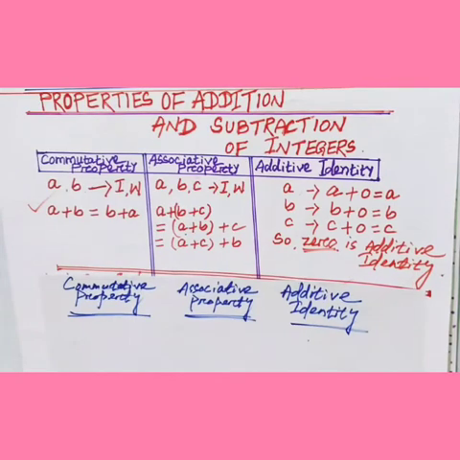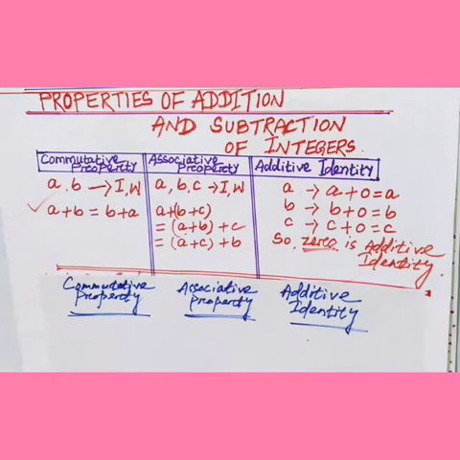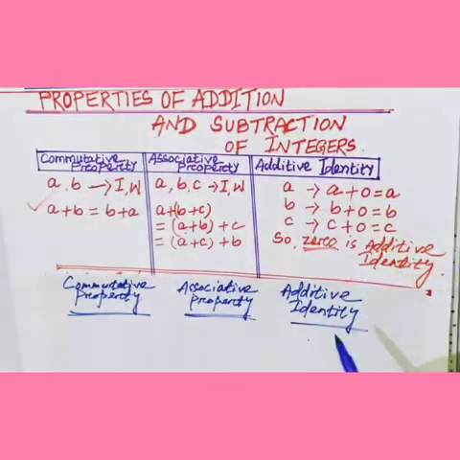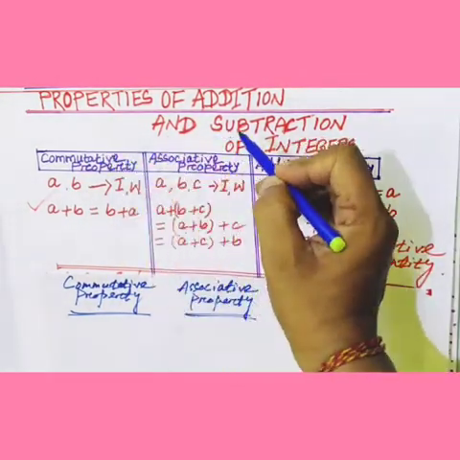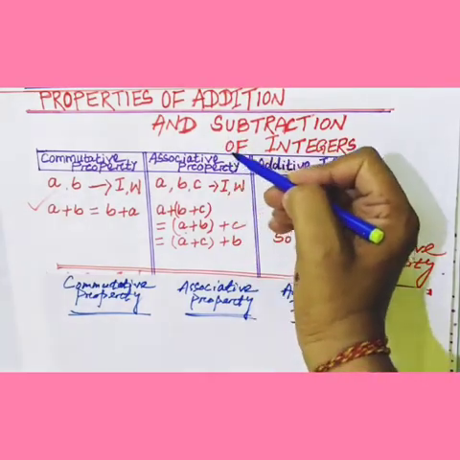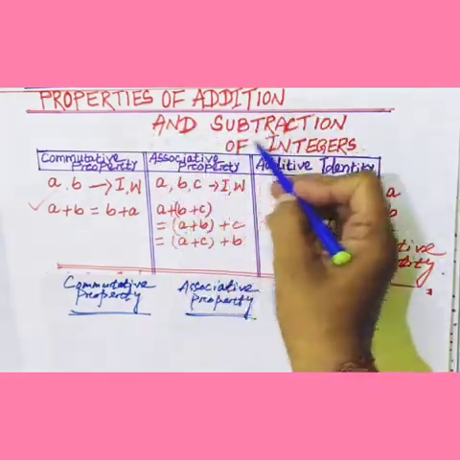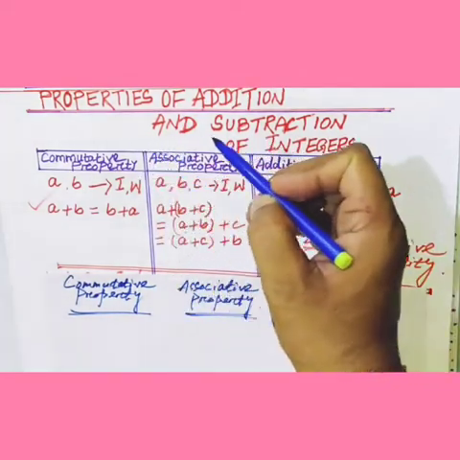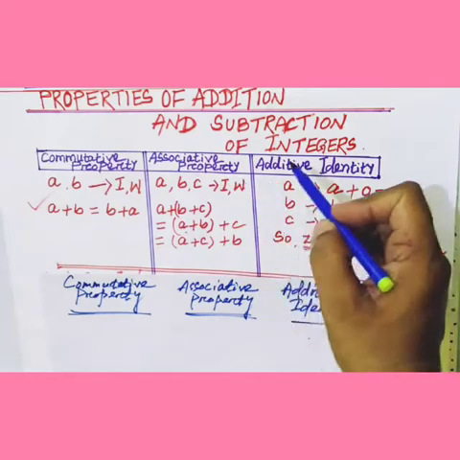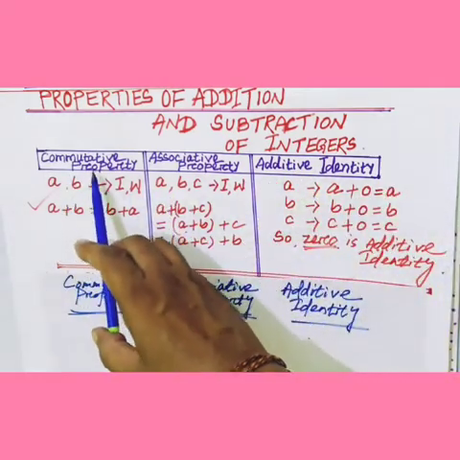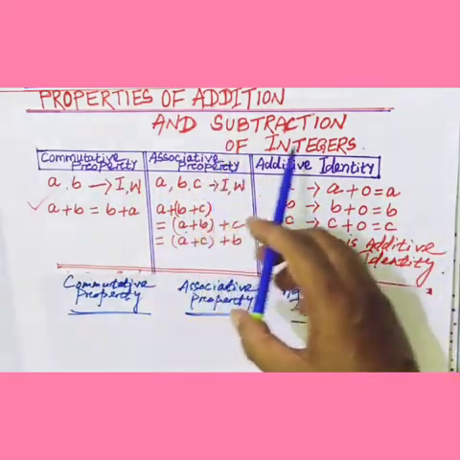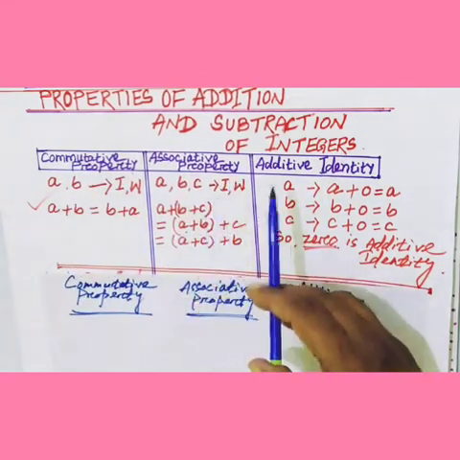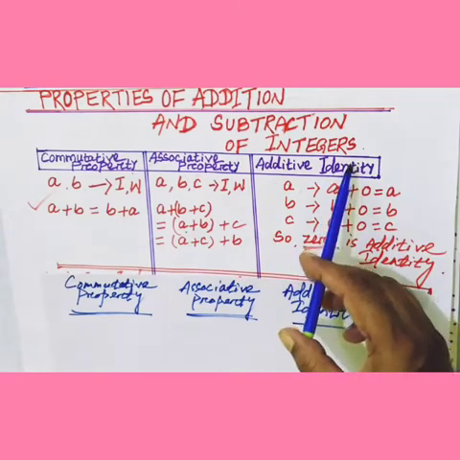Welcome to all. Today we will discuss the properties of addition and subtraction of integers. We discussed two properties in the last video, closure under addition and closure under subtraction. Today we will discuss the remaining three properties: the commutative property, the associative property, and additive identity.